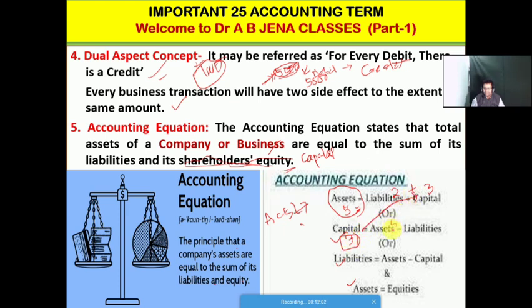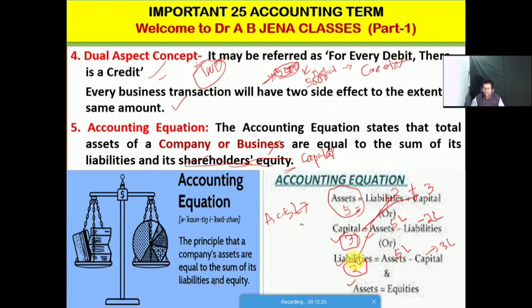So assets is how much? 5 lakhs, and liability is how much? 2 lakhs. So 5 lakhs minus 2 lakhs is equal to 3 lakhs, the capital. Or how will you get the liability? As per our example, liability is 2 lakhs. Assets is 5 lakhs and capital is 3 lakhs. So 5 lakhs minus 3 lakhs is equal to how much? 2 lakhs.